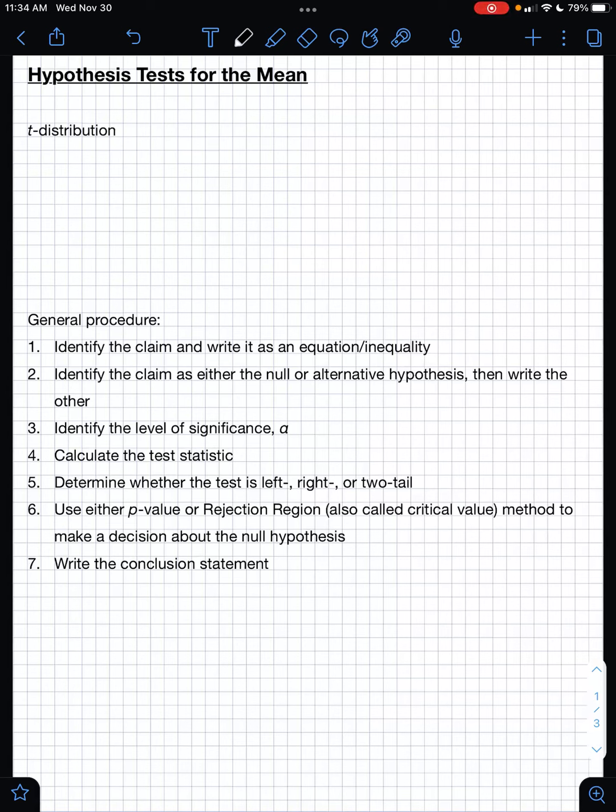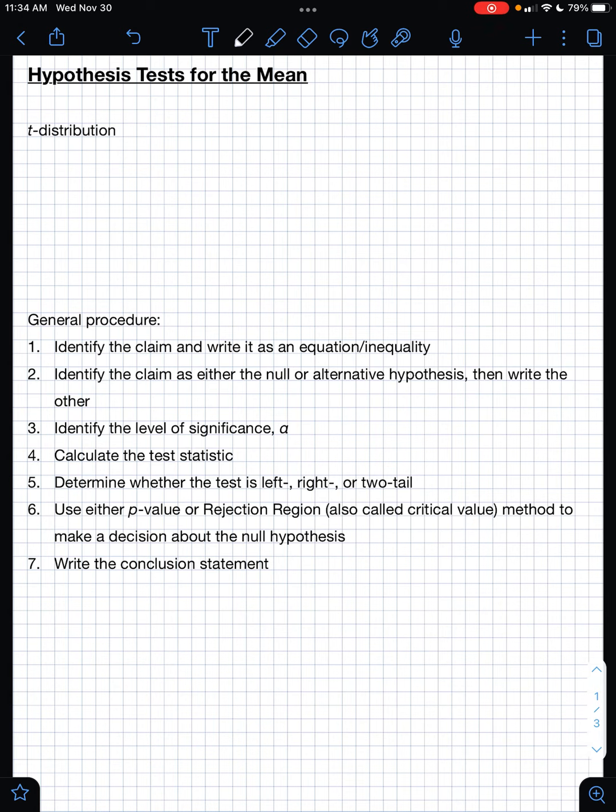Hypothesis testing for the mean is where we're going to start. So this is to test claims about a population mean. And as mentioned in the introduction to hypothesis testing, we will use sample data and see how the results of our sample stack up against the claim.